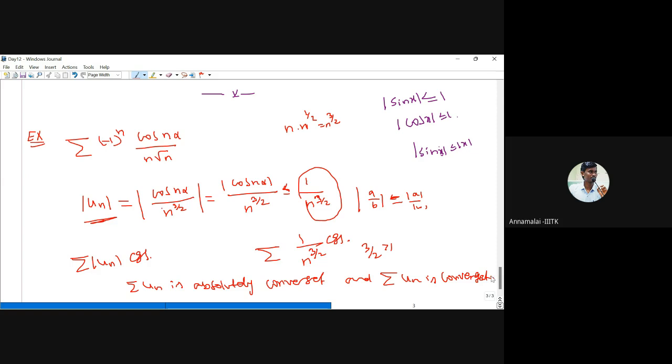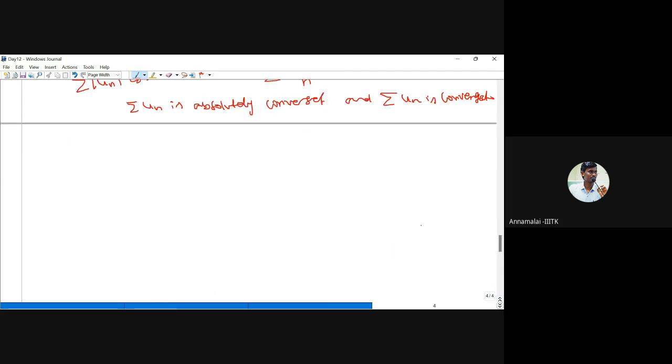You should know the bound of cos and then sine. So similarly, instead of cos, suppose I give sine n alpha by n cube, you can easily show that this is a convergent series. Suppose you consider this alternating series, minus 1 power n sine n alpha by n cube. Now we have to test whether the given series is absolutely convergent or not.